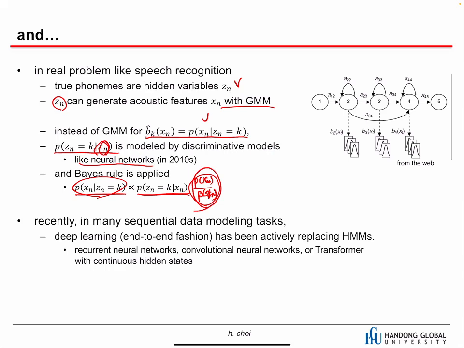Recently, in many sequential data modeling tasks, deep learning has been actively replacing HMMs. There are many neural network architectures like recurrent neural networks, convolutional neural networks, or transformers, and they have continuous hidden states. It's more powerful, so they have more expressive power.